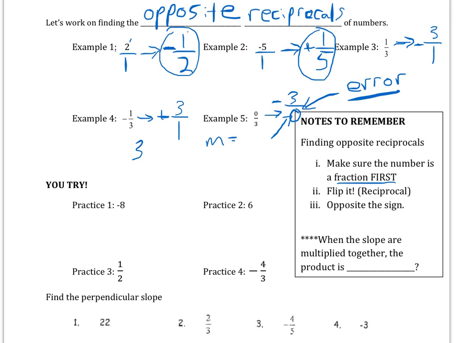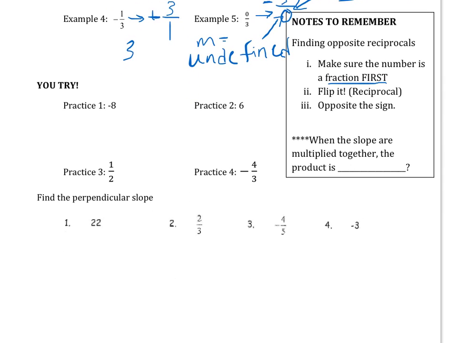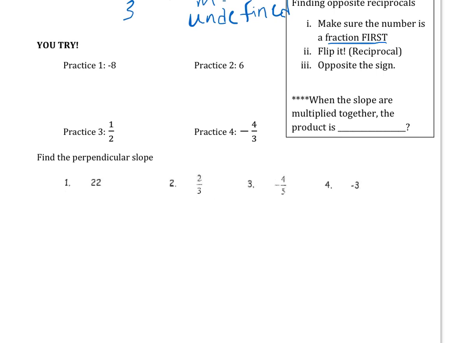Okay, remember, if you get an error on your calculator, the slope is undefined. Okay, the slope is undefined. All right, take a minute or two. I want you to do these next problems, finding the opposite reciprocals of each of these. Now, perpendicular slope, again, we know that the slope of perpendicular lines is just an opposite reciprocal. So all you have to do, flip the fraction, change the sign. Okay, hit pause, do that now.